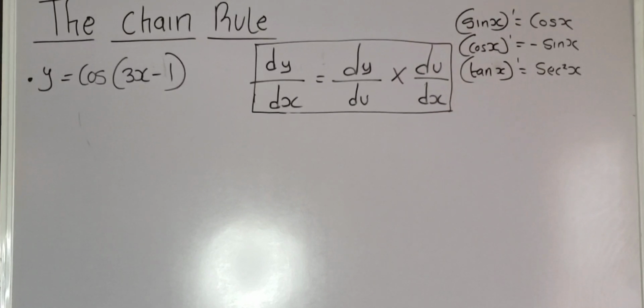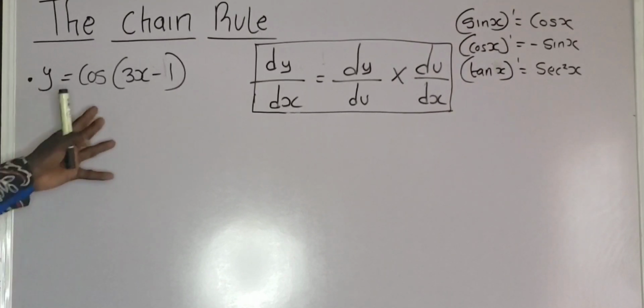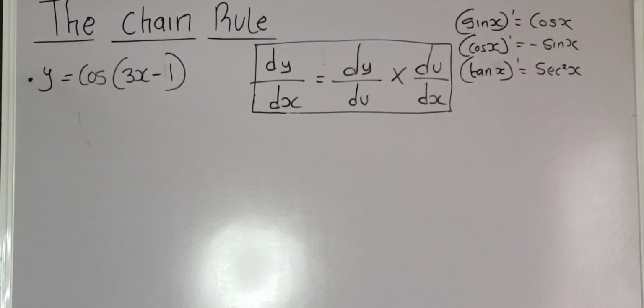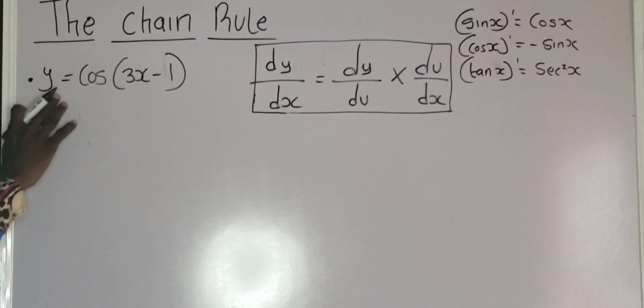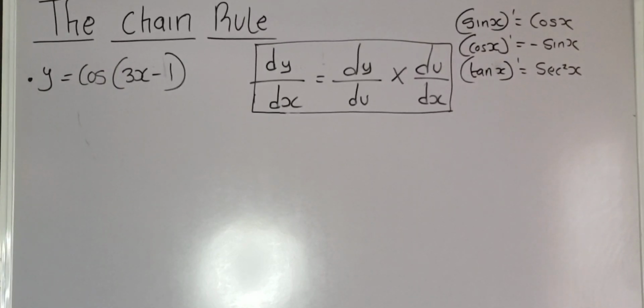Now, I want you to do something. Pause this video and attempt this question. Then, when you are done, play the video again. Then check whether you got the answer or not. Now let's proceed. Y is equal to cos of 3x minus 1.